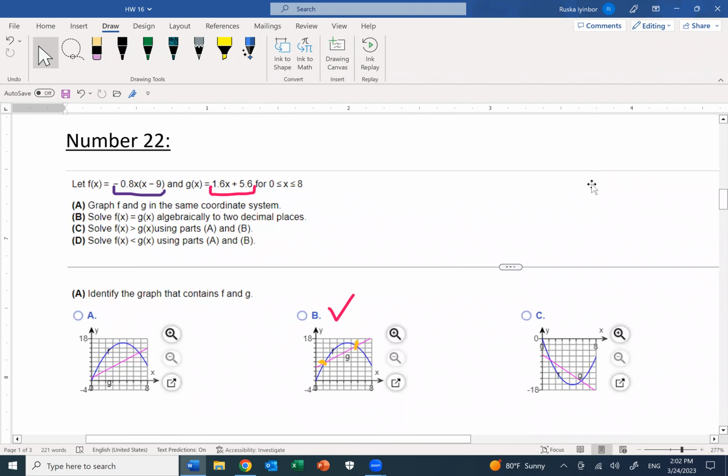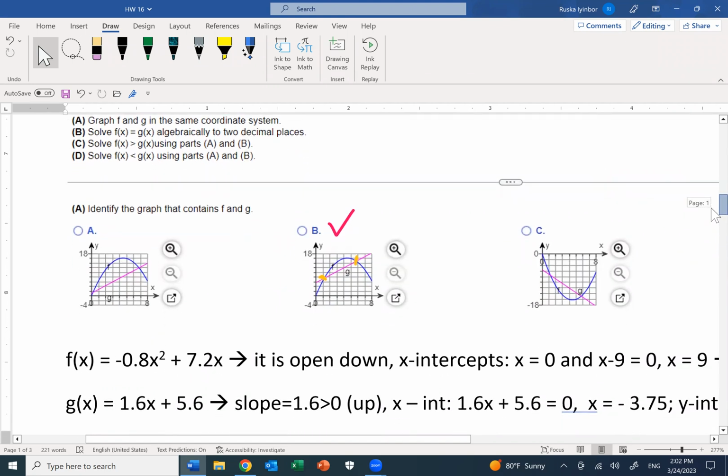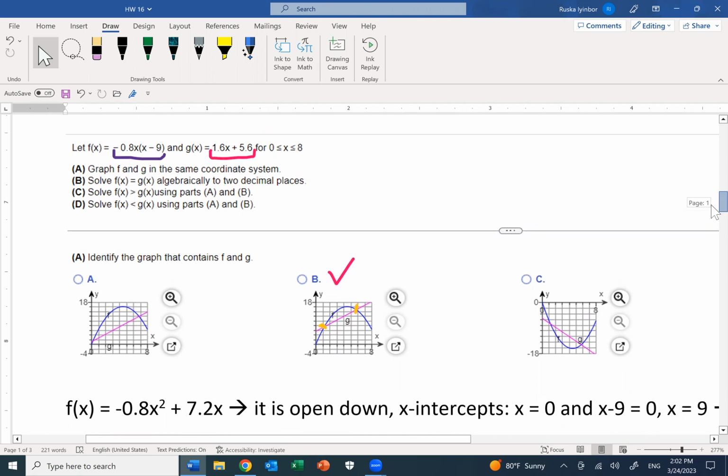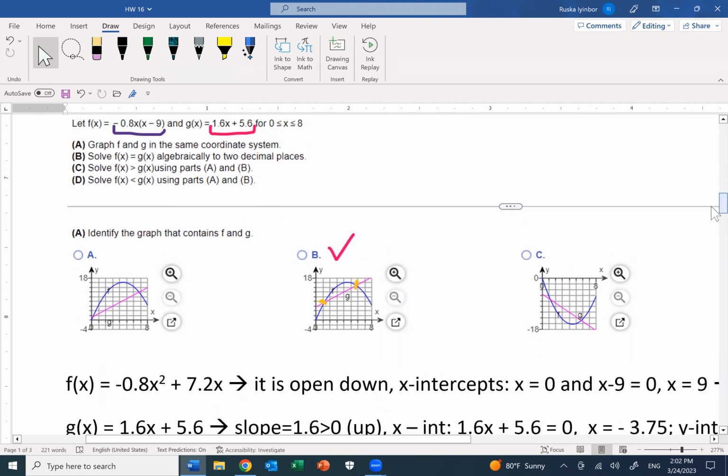So how do you pick the right graph? First, you're going to graph it. So how you graph it, you're going to analyze the function F, analyze the function G. So looking at my function F, this is F. When I do the parentheses, this is what I get.